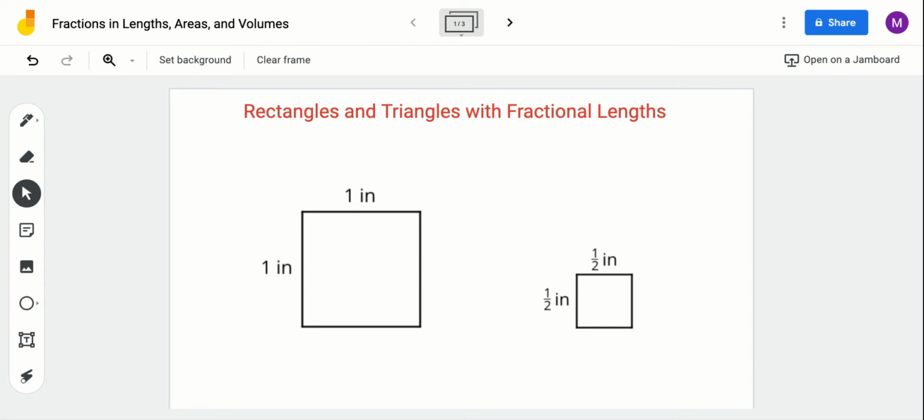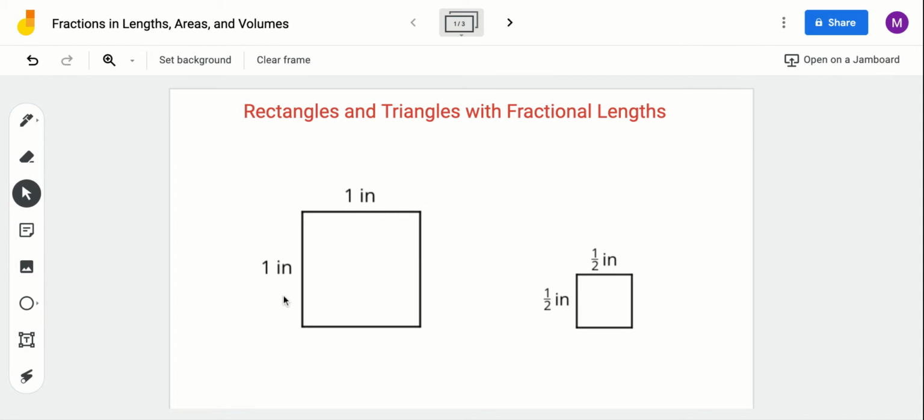Hi there. We have been learning about multiplying and dividing with fractions, mostly dividing by fractions. And so now we're going to take that knowledge and use it when working to find areas of shapes. And so this lesson is called Rectangles and Triangles with Fractional Lengths.